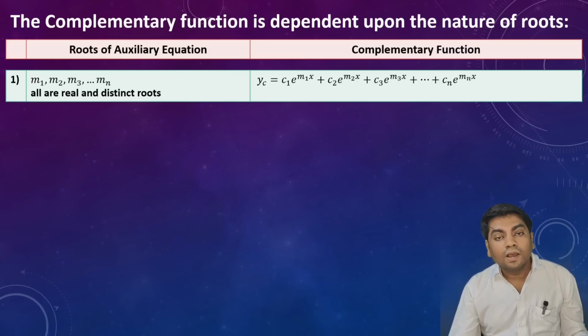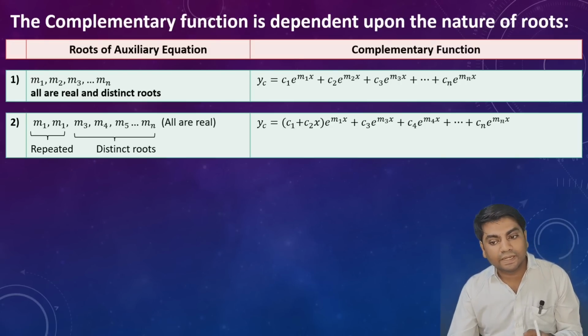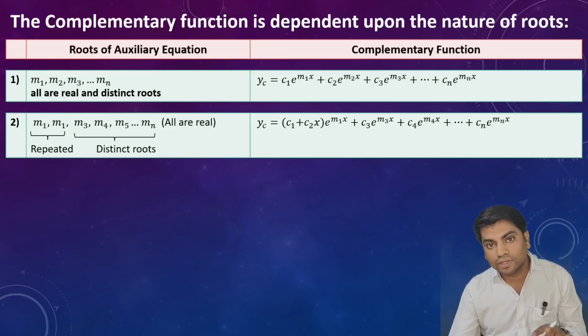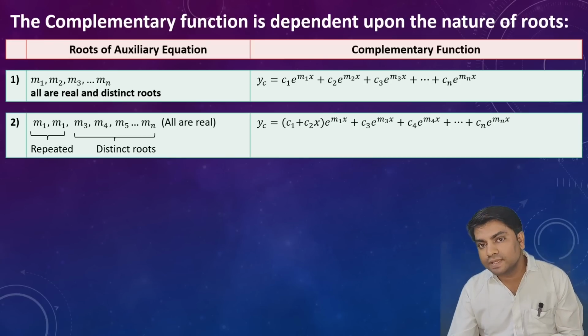नाउ सेकेंड रूल, अगर सपोज हमारे पास दो रूट्स रिपीटेड हैं, suppose we have m1 repeated twice and m3, m4, m5, m6 and mn, ये सारे रूट डिस्टिंक्ट हैं. Okay, then since here two roots are repeated, we will write (c1 + c2x) e^(m1x). ओके, वो दो रूट्स के लिए. बाकी जितने रूट्स बच गए m3, m4, m5, m6 up to mn, all are distinct, so for them we can write c3 e^(m3x) + c4 e^(m4x) and so on, cn e^(mnx).